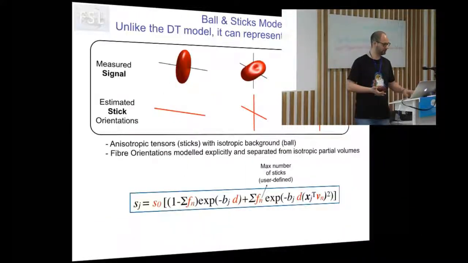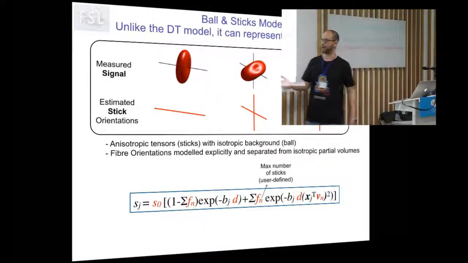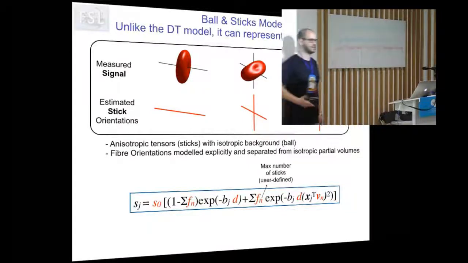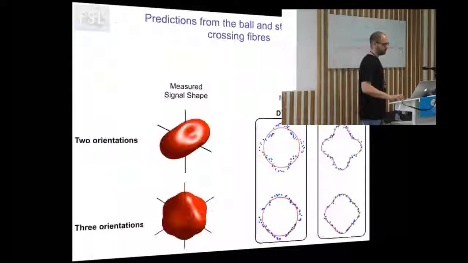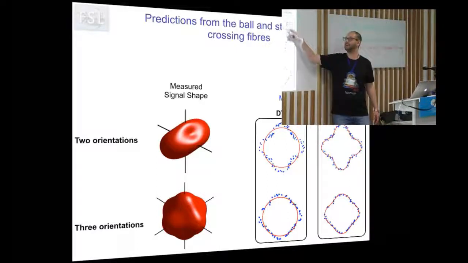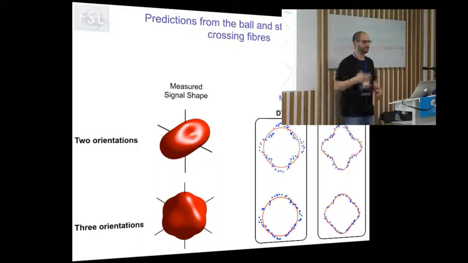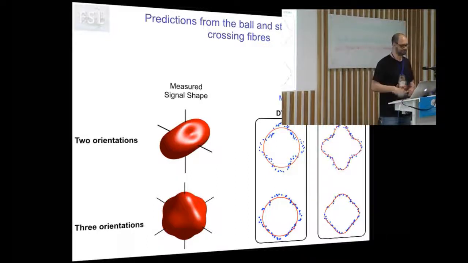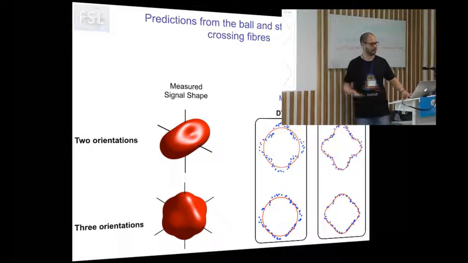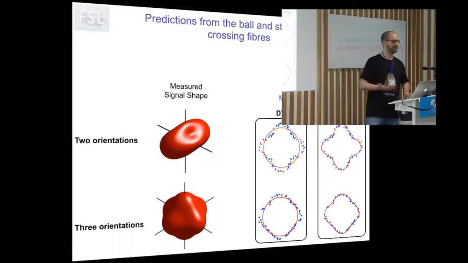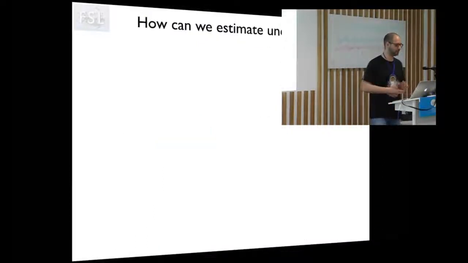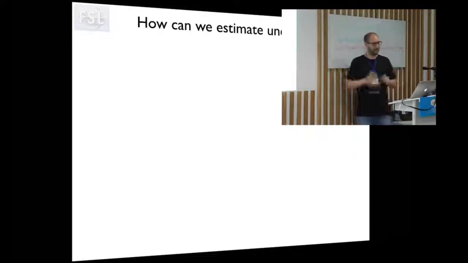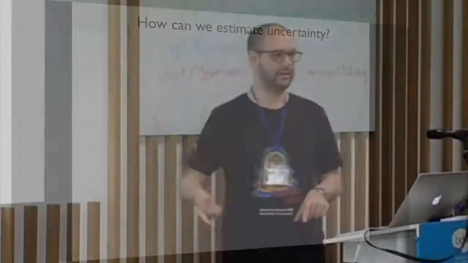But if you now use this equation and you try to predict S, the signal that you measured, you actually get a very good fit between the prediction, the red surface, and the measured blue dots that you get out of your scanner. So it is already quite a gain in terms of signal representation, goodness of fit, with respect to the diffusion tensor model. Now here the uncertainty concept comes back, and I'm going to show you in a second why.